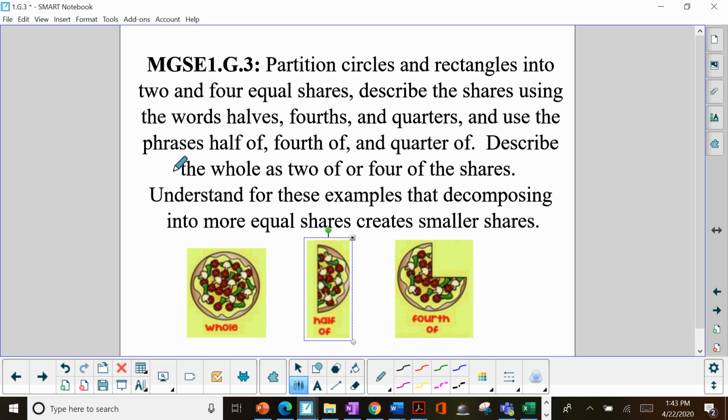And that's our lesson today. We worked on dividing or partitioning circles and rectangles into 2 and 4 equal shares, describing the shares using the words halves, fourths, and quarters, and use the phrases half of, fourth of, and quarter of. Okay?